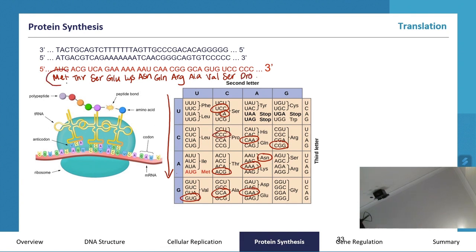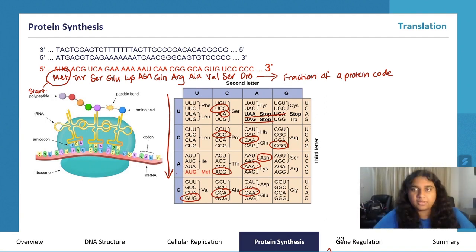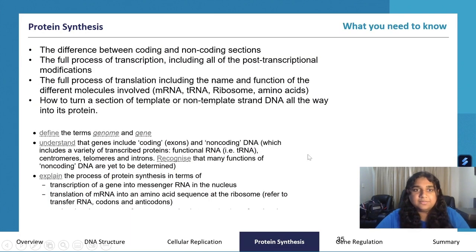So notice here we started off with a MET, so this is the start of the protein code. However, we didn't end up with any of the stop protein code. So this is only a fraction or part of a code for a protein. You'll only get a full protein code if it starts with MET and then ends with any of the stop codons. Like so. So here's the answer for it if you were watching the recording and you wanted to skip me going through it. But once again, this is only part of a code for a protein.